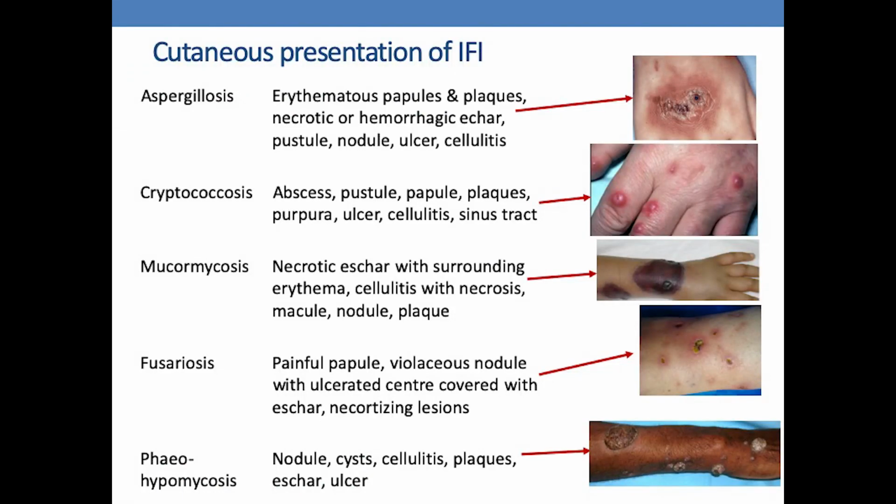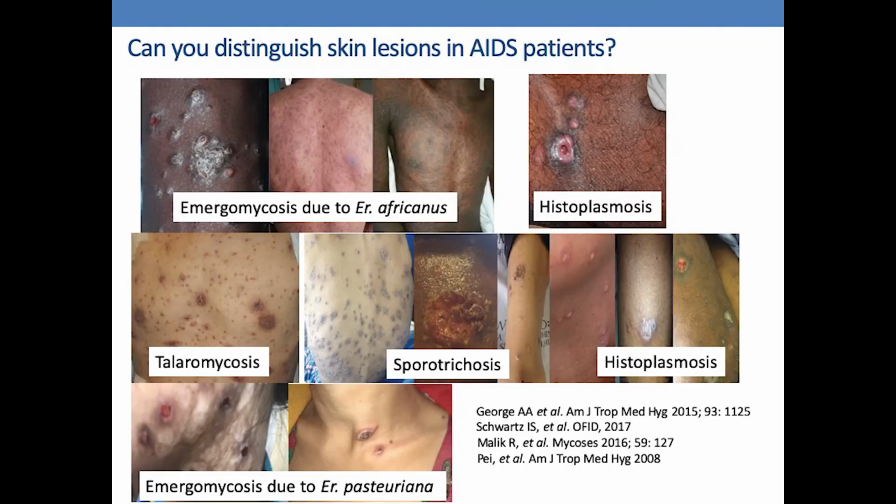I can show you different presentations. In aspergillus, you can have this type. Cryptococcus sometimes has papulovesicular eruption; you can pick it up. Mucor usually shows blackening because blood vessels get thrombosed with this angioinvasive fungus, and there is eschar formation. Fusariosis, I said, central necrosis. Phaeohyphomycosis usually produces nodule or plaque formation. So these are all the presentations of skin lesions in AIDS patients.